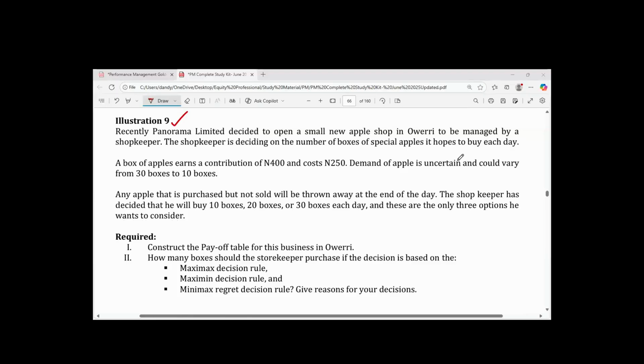Recently, Panorama Limited decided to open a small new apple shop in Owerri to be managed by a shopkeeper. The shopkeeper is deciding on the number of boxes of special apples he hopes to buy each day. A box of apples earns a contribution of 400 naira and costs 250 naira. Demand of apples is uncertain and could vary from 10 boxes to 30 boxes. Any apple that is purchased but not sold will be thrown away at the end of the day. The shopkeeper has decided that he will buy 10 boxes, 20 boxes, or 30 boxes each day, and these are the only 3 options he wants to consider.